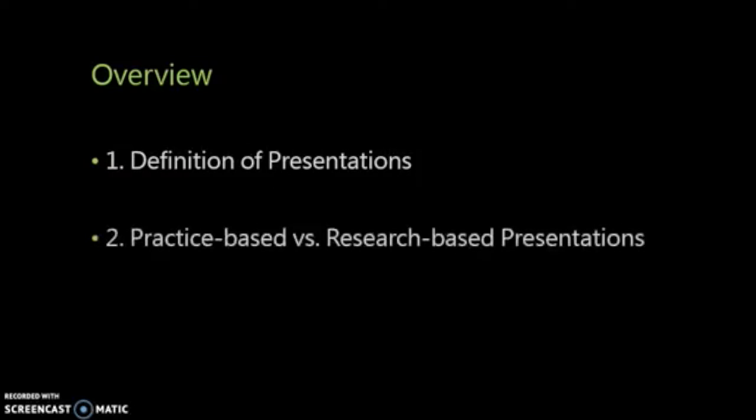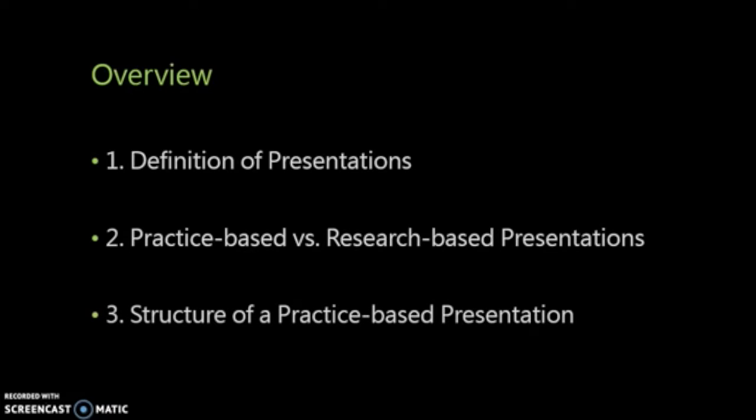Following is the overview of what I'm going to share with you here. First, we'll look at some basic characteristics of presentations. Then we'll compare the similarities and differences between a research-based and a practice-based presentation, which is believed to be more favored by our target participants in this year's conference. The last part will be a discussion on the structure of a practice-based presentation.